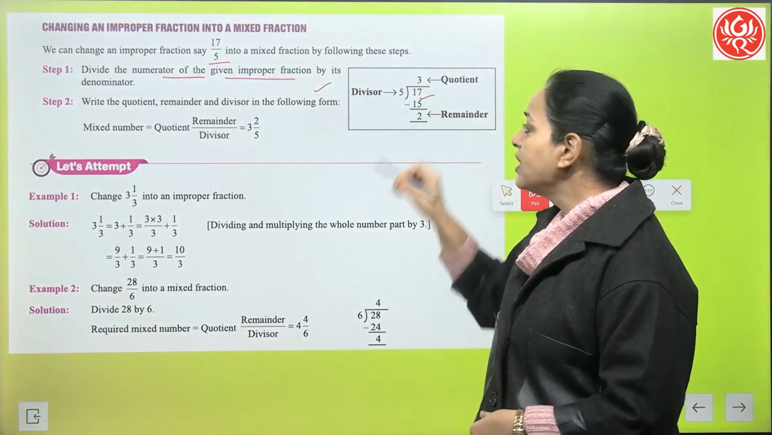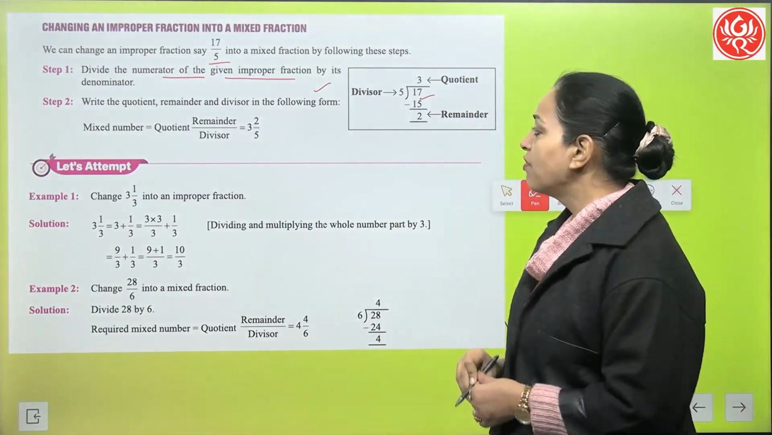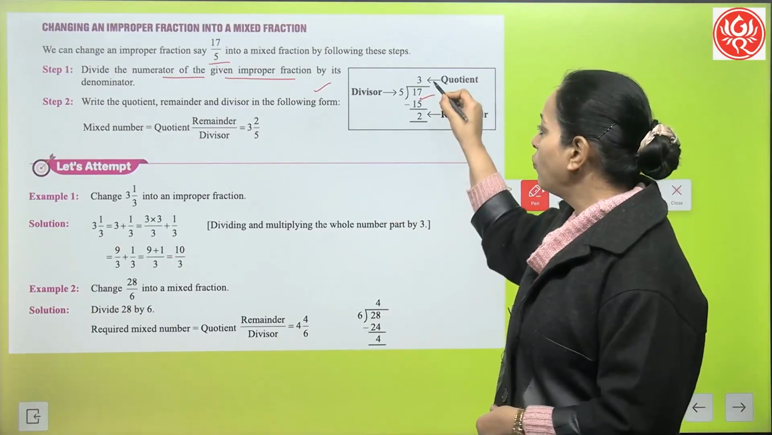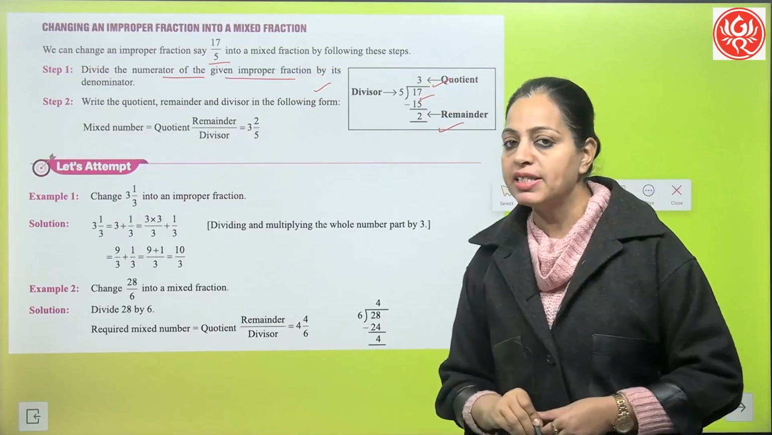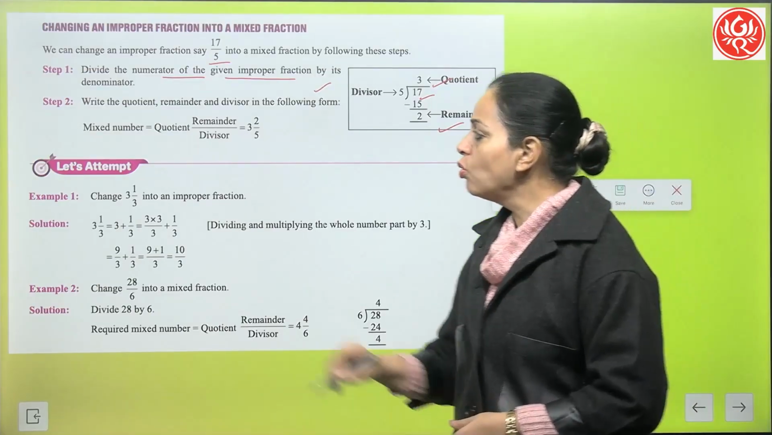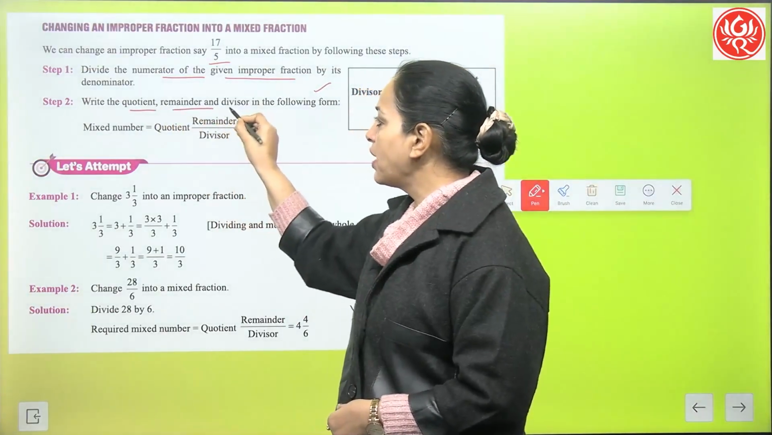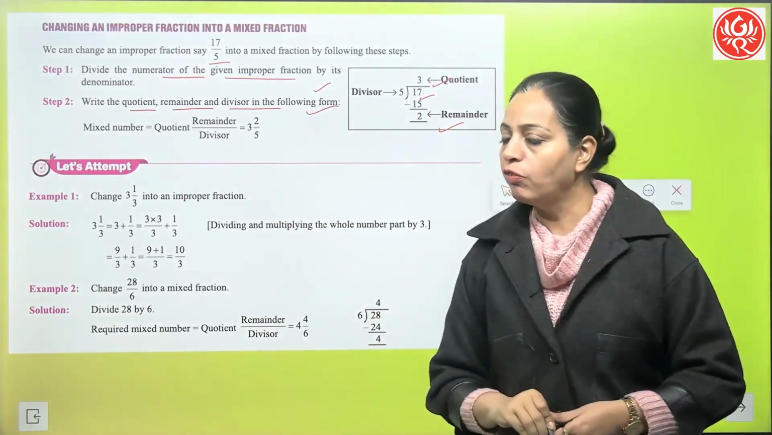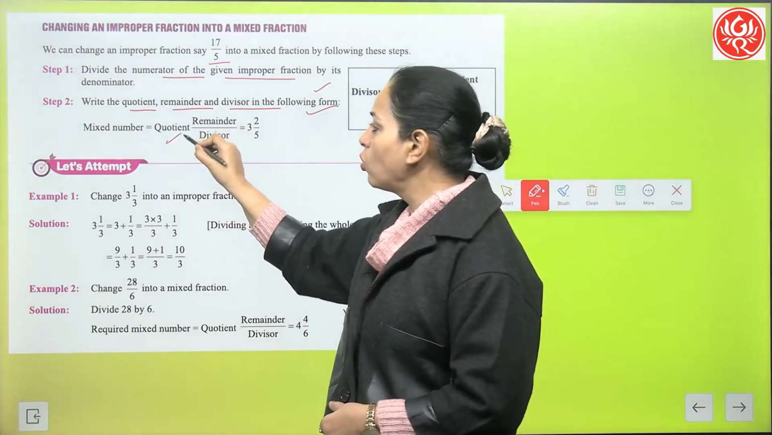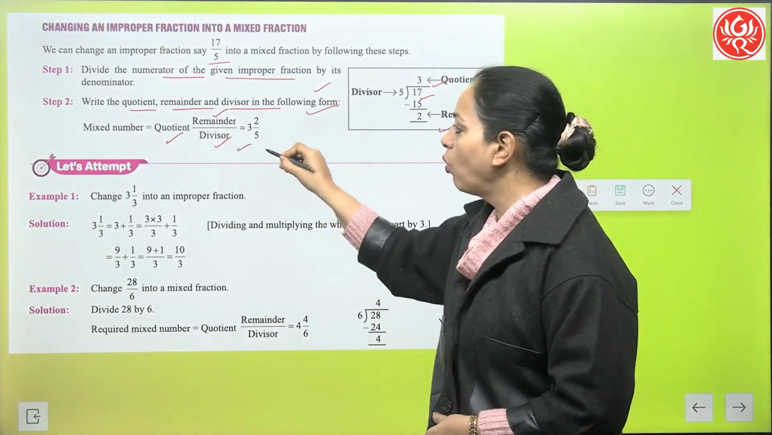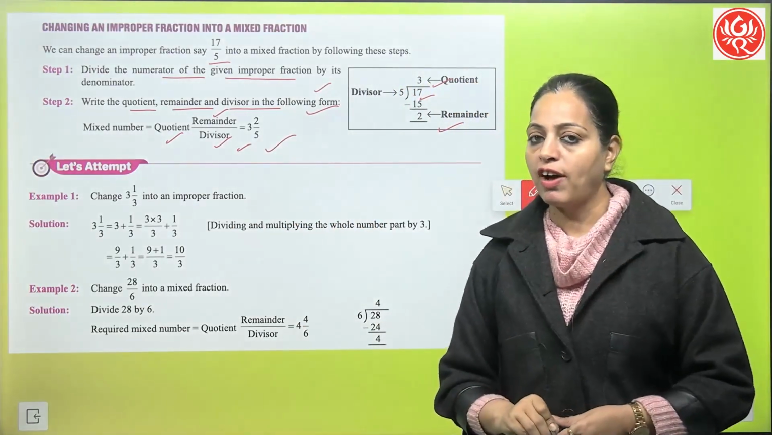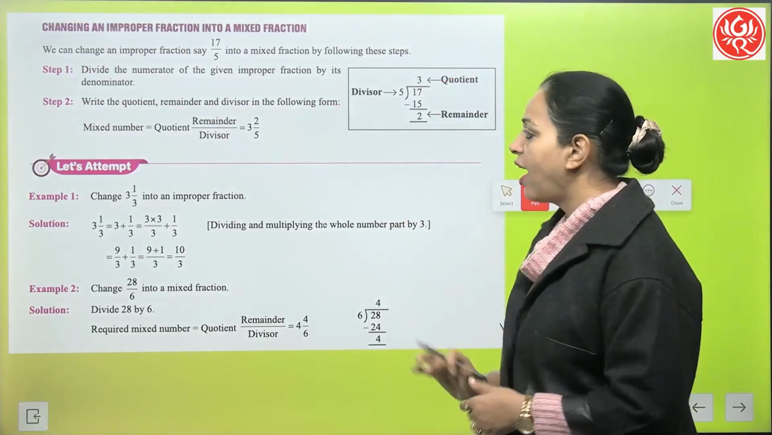हम क्या करेंगे? 17 को 5 से divide कर देंगे. So what will you get? 3 as quotient and 2 as remainder. So, step 2, write the quotient, remainder and divisor in the following form. हम कैसे लिख देंगे? Quotient, remainder upon divisor means 3 whole 2/5. So, this is the answer.